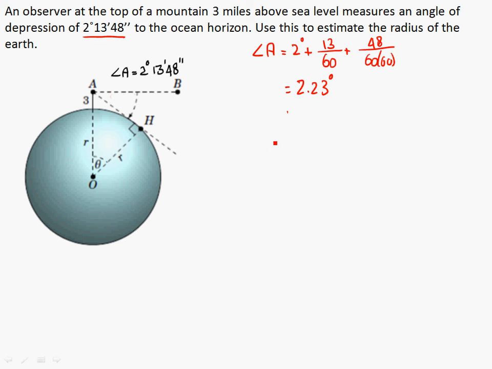Alright, so now let's look at the word problem. It says you're at the top of a mountain 3 miles above sea level, measures an angle of depression. So the angle of depression, this is the angle that they gave us, right? So it looks way more than 2.23 obviously, but that's 2.23. To the ocean horizon. Use this to estimate the radius of the Earth. How in the world do I do that? Any ideas?